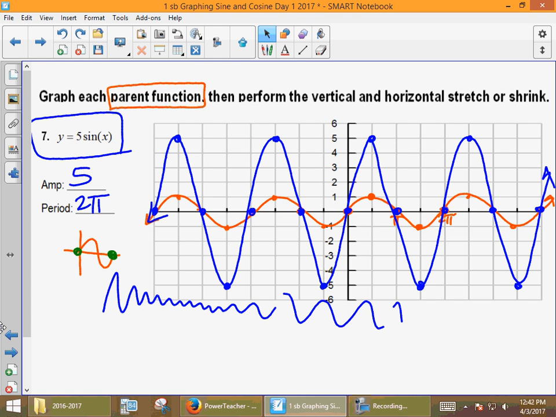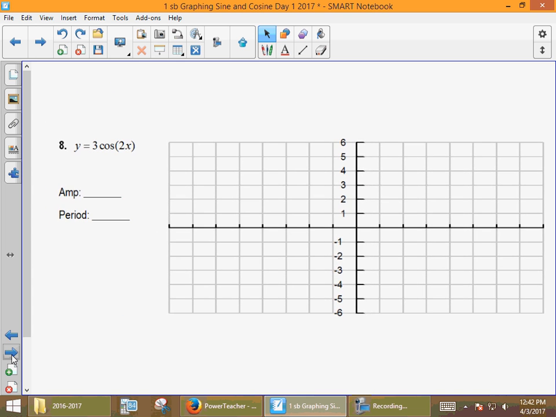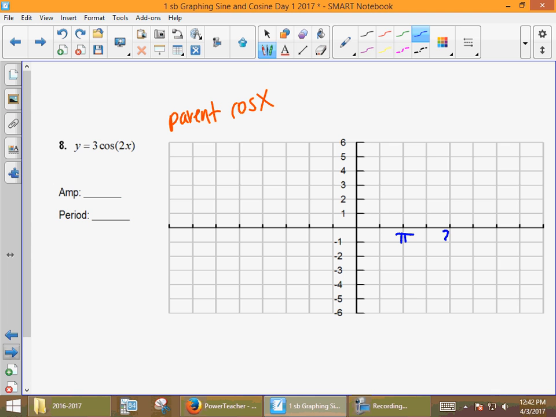Alright, so if you look at the next one, I'm going to graph the parent cosine first. So parent cosine x. So the parent cosine wave. This is the jump rope. So the one that looks like this.